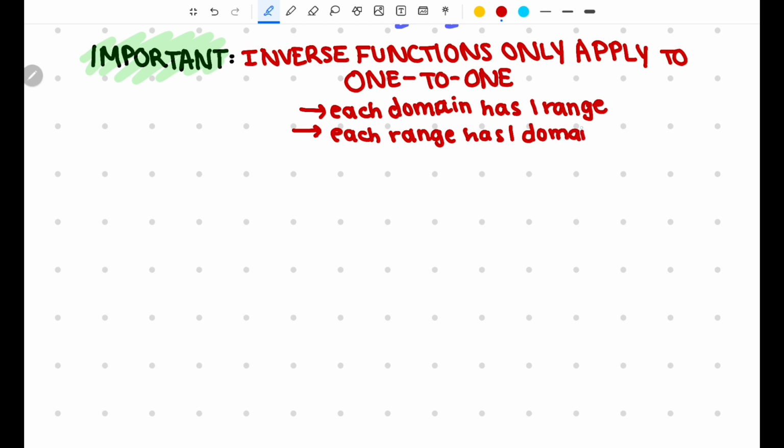Basically, if you were to graph, the function has to pass the vertical line test, like it did for it to be a function at all. But now it also has to pass the horizontal test, which means that no one line can go through two different horizontal lines. So it has to pass both vertical and horizontal tests, which means it has one domain and one range.